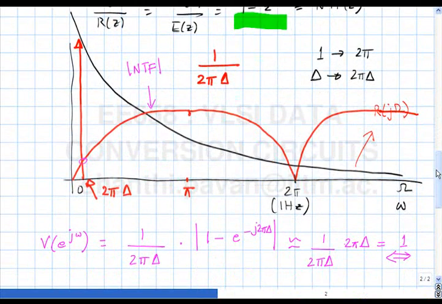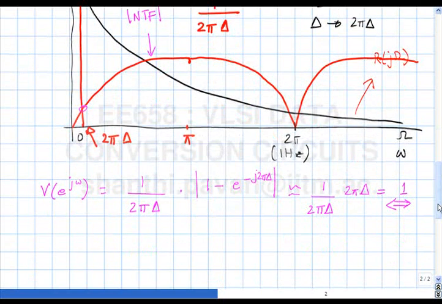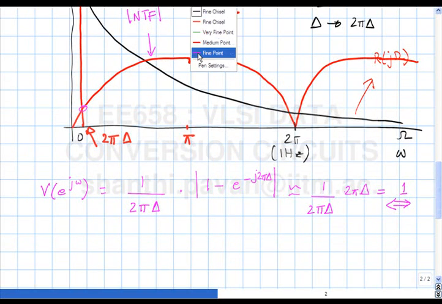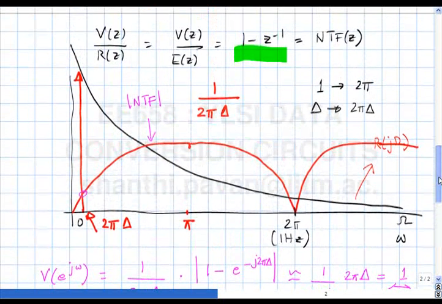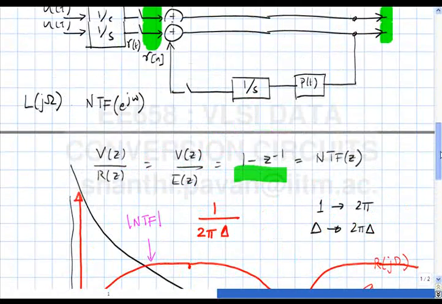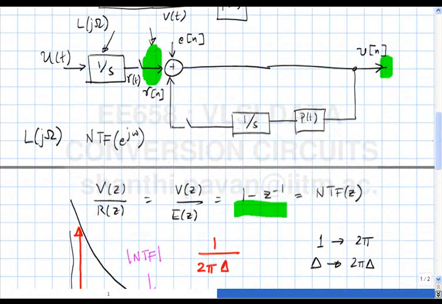Alright. Now let's take a look at a sinusoid which is at 1 plus delta hertz. Okay. So what happens? Let's trace it down through this model which we have derived. So what happens here?